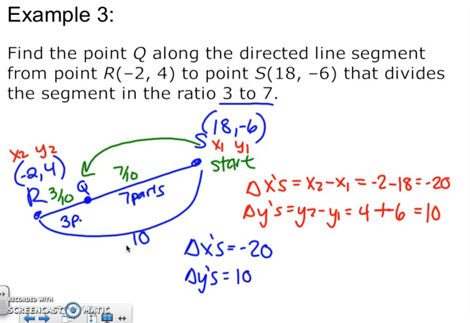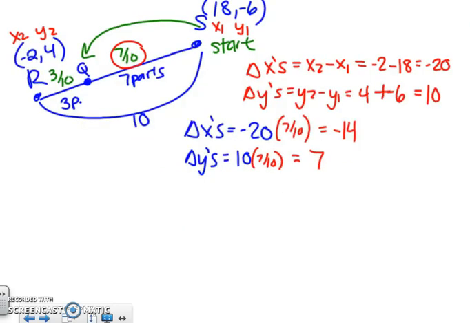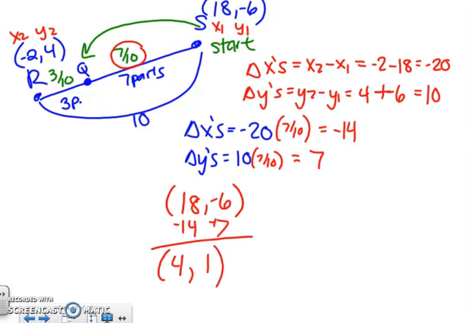So now, since I'm starting from S and I'm going to Q, I need to use my fraction of 7/10 this time. So I'm going to multiply those numbers by 7/10. And I totally don't have a calculator with me, so hold on. So we should get -14 for my change in X's, and then we should get +7 for my change in Y's. So now I just need to add those back to my starting point. So if my starting point was at 18, -6, I need to subtract 14 and then add 7. So then my final point should be a 4, 1.